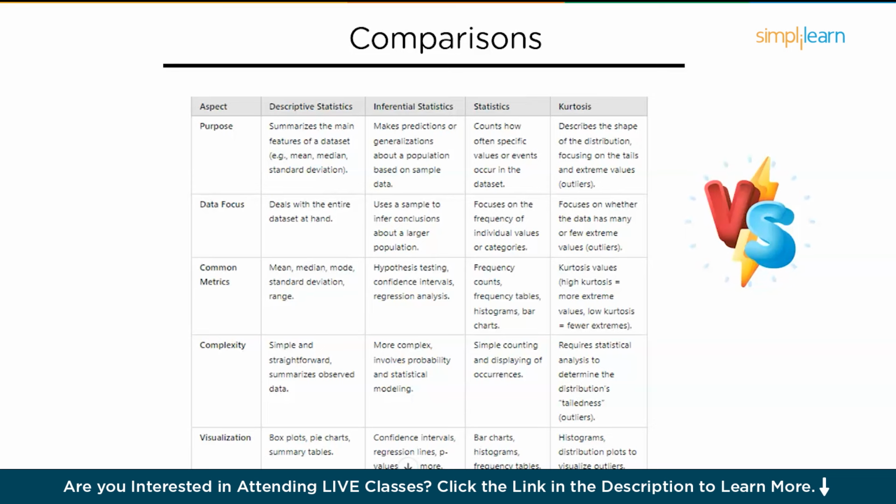Now differentiating them on the basis of common metrics. In descriptive statistics, it is the mean, median, mode, standard deviation, and range. In inferential statistics, it is hypothesis testing, confidence intervals, and regression analysis. In frequency statistics, it is frequency counts, frequency tables, histograms, bar charts. In kurtosis, high kurtosis is equal to more extreme values and low kurtosis is equal to fewer extremes.